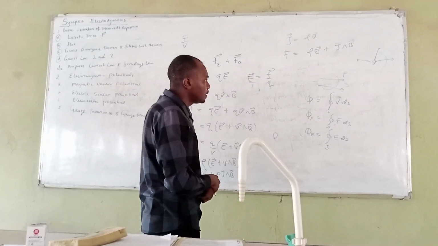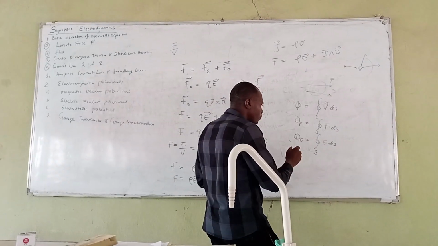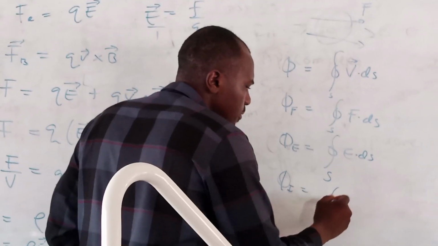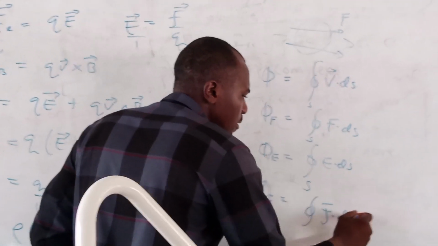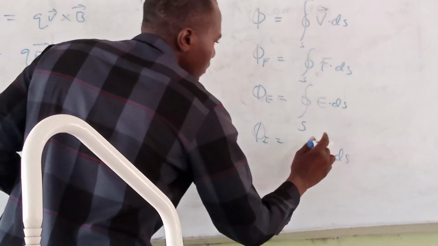Now, if the current is flowing, we have what is known as flux due to the current, which will have our current density over the surface. This is J, the current density.